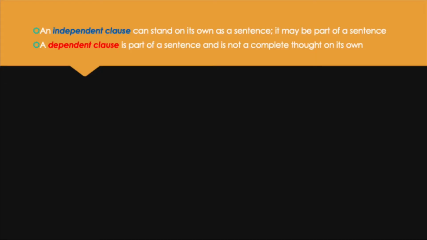All right, so we have talked about an independent clause. You might have guessed that with the term independent clause, there's probably also a term for a dependent clause, and that is true. So what is a dependent clause? It is a clause, so it has a subject and a verb, and it's part of a sentence, but it is not a complete thought on its own. So it cannot be a complete sentence by itself. It's dependent on the independent clause that's in the sentence. So let's look at some examples of dependent clauses.